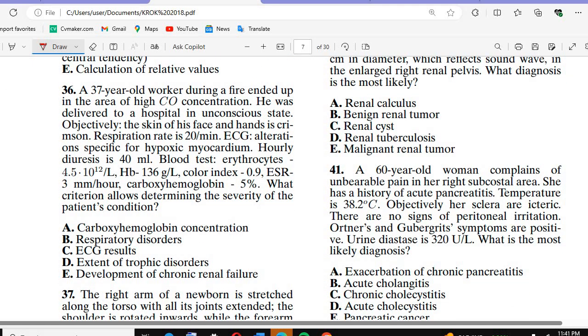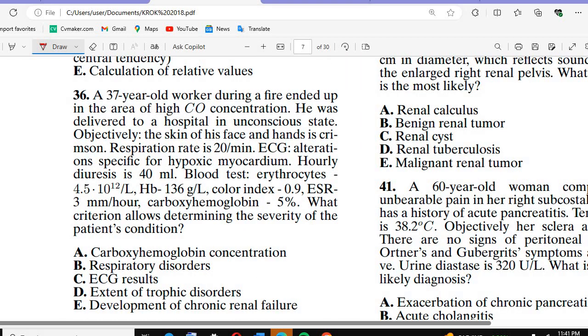Then the question number 36, a 37-year-old worker during the fire. Now this is again an easy question. Now you can see there is an old worker on the fire, ended up in the area of high carbon monoxide concentration. So he was delivered to hospital in the unconscious state. The skin of his face and head is crimson, hands are crimson, means red. Respiration rate is 20, means that is normal. Alternation specific for hypoxic myocardium, hourly diuresis, color index, ESR, carboxyhemoglobin. What criteria allow to determine the severity of the patient condition?